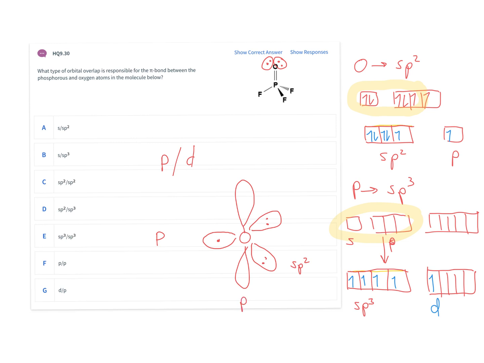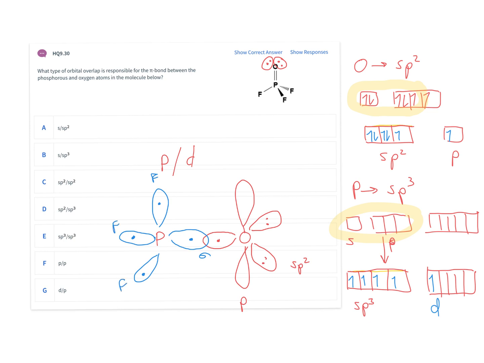unhybridized p orbital. Now phosphorus has tetrahedral geometry, so to draw phosphorus, because it's sp3 hybridized, there's one here, and one here. Not the best drawing, but we get the idea: here's my electron from phosphorus, my electron from phosphorus, my electron from phosphorus, my other electron from phosphorus. So there's my sigma bond between phosphorus and oxygen. And now fluorine comes in, fluorine comes in, fluorine comes in.